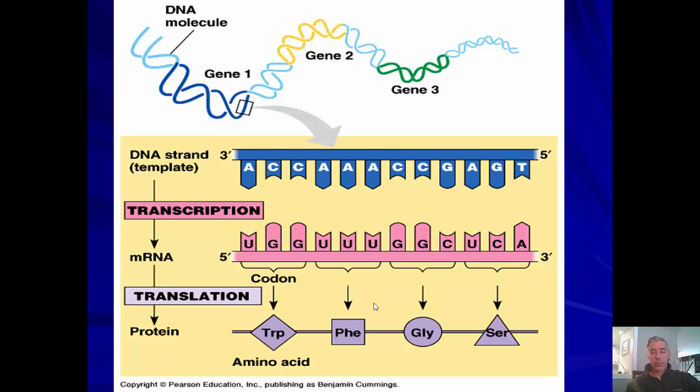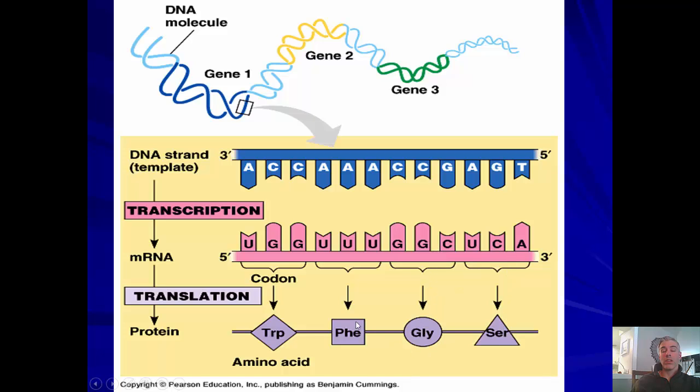So here's showing you the idea. We go from DNA, here's our transcriptional unit, to our mRNA. They don't show it being modified, but it was modified beforehand. The introns were removed, and the 5' cap and the poly A tail were put on. And then the codons, the 3-letter words. UGG, for example, codes for tryptophan. UUU codes for phenylalanine. GGC codes for glycine. UCA codes for serine.